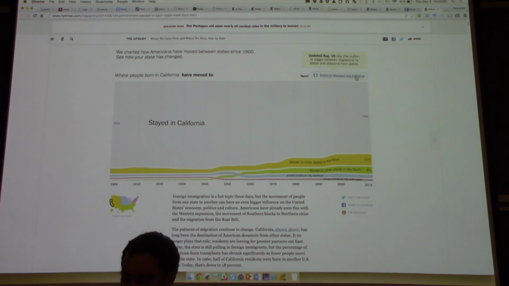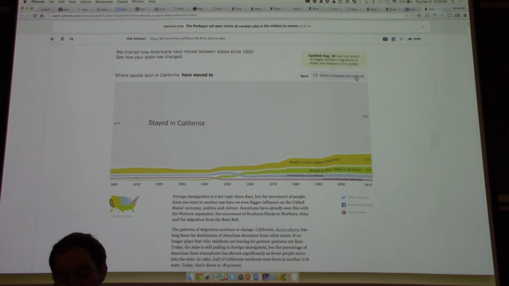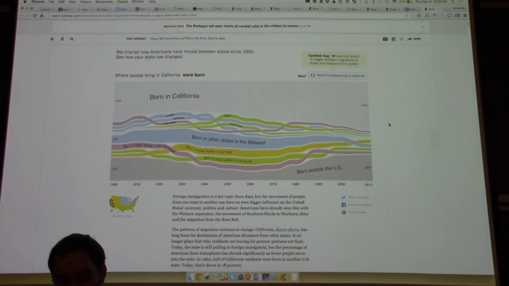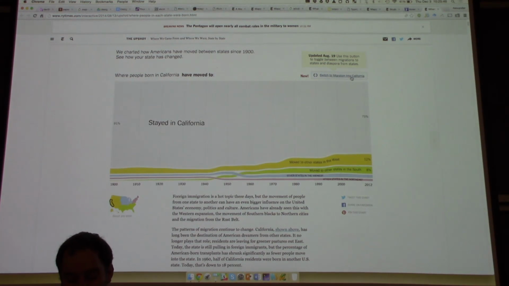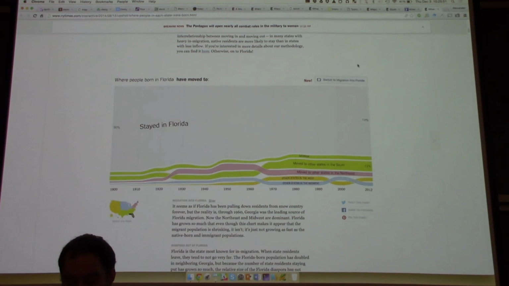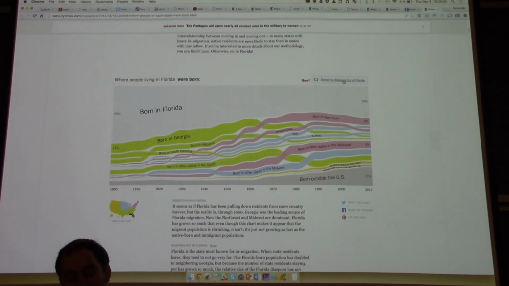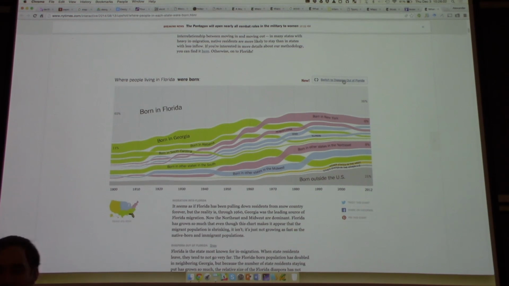So you can switch between migration, like where people have moved to, and how the people have moved: where people living in California were born, and where people in California moved to. So you can see people from California stay in California a lot. And Florida is pretty interesting, of course, because you can see the migration, especially starting in the 70s. You can essentially see the snowbirds moving from the cold states towards Florida. So you can see people born in the Northeast, they kind of dominate the movement into Florida.